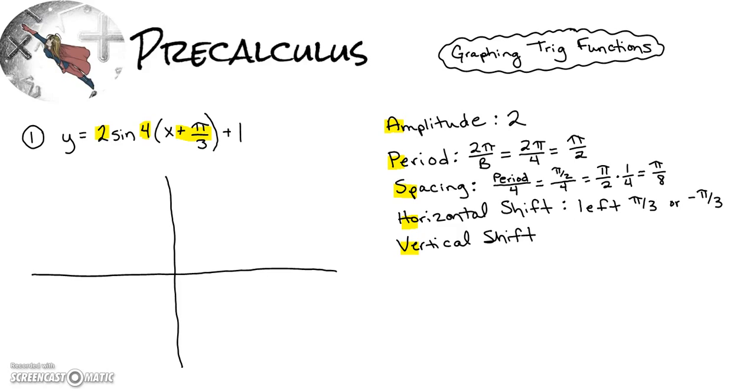And then the final thing is any number that's added or subtracted outside of the parentheses is the vertical shift. So for us, this is positive 1, so that's up 1. Or you could just write positive 1. Sometimes they put that number at the very beginning of the equation, and it means the same thing, like if they wrote 1 plus 2 sine of 4 x plus pi over 3. That's the same thing.